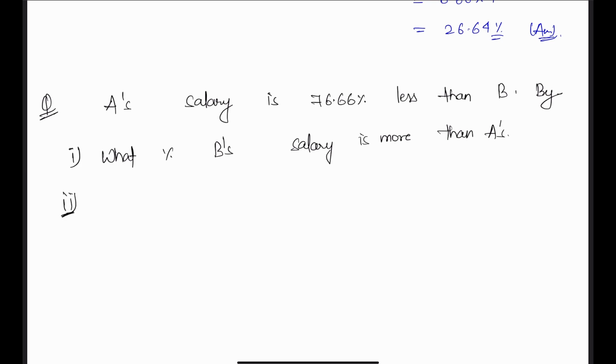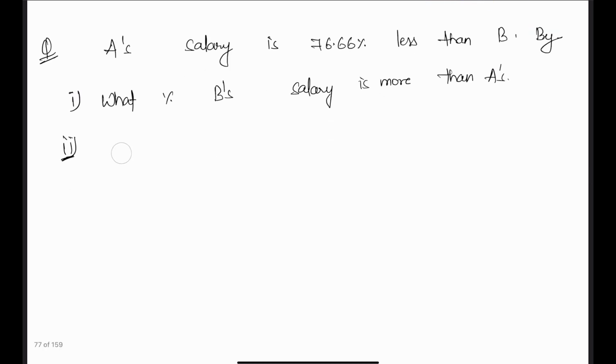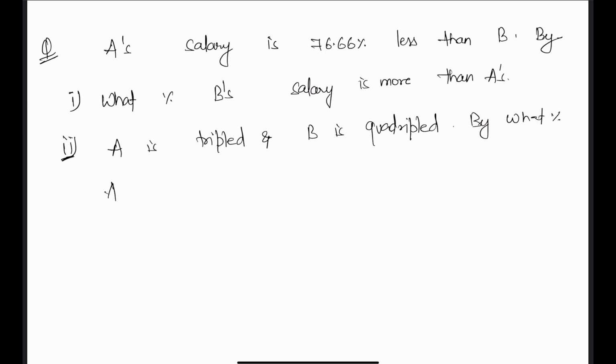The second part is: A is tripled and B is quadrupled. Now by what percentage is A less or more than B?